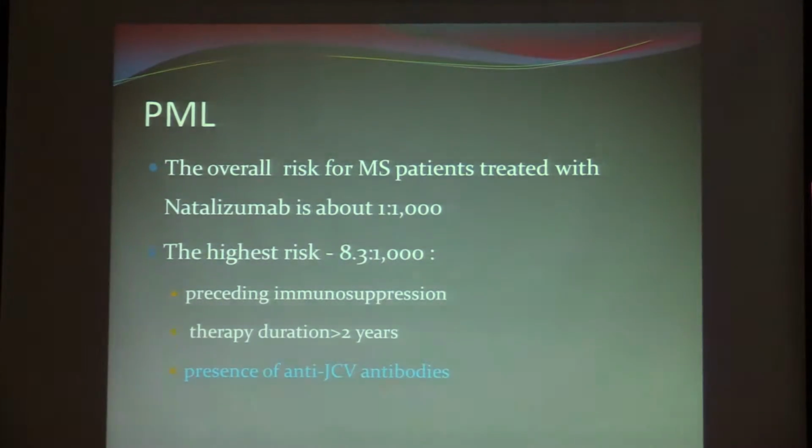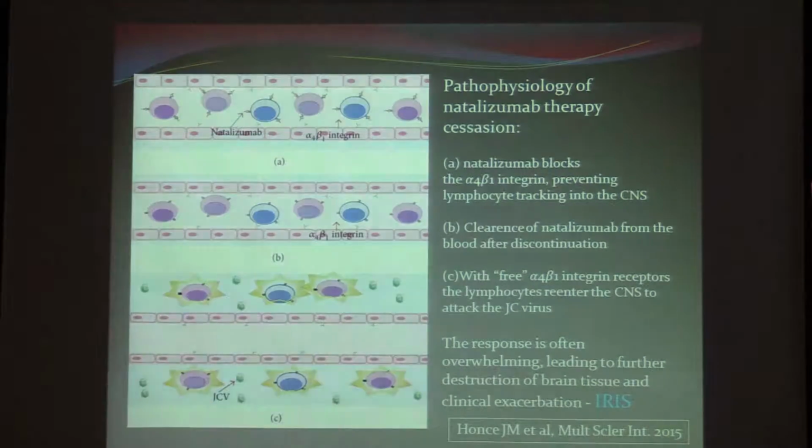These are patients with preceding immunosuppression, with therapy duration with natalizumab of more than 2 years, and the patients who have a positive serology for JC virus, which was the case of our patient. And when the natalizumab therapy is stopped in a high-risk patient, all the receptors that were bound with natalizumab become free, and all the active cells can re-enter the CNS and attack the JC virus. This immune response is often overwhelming and leads to further destruction and even clinical exacerbation.